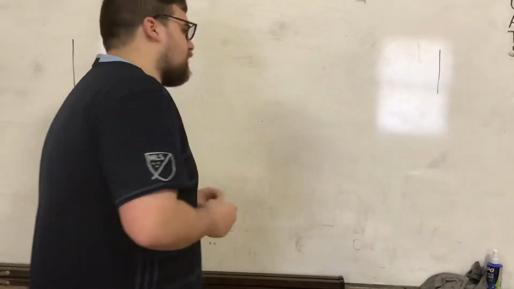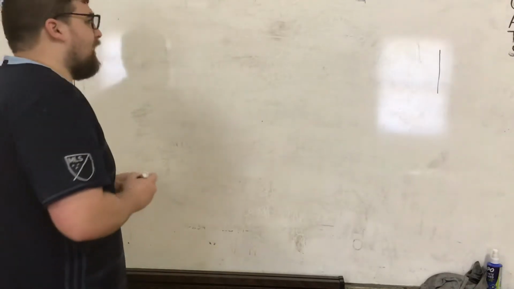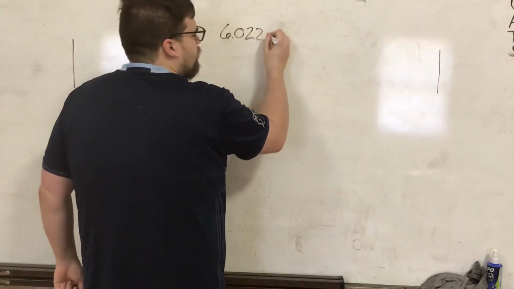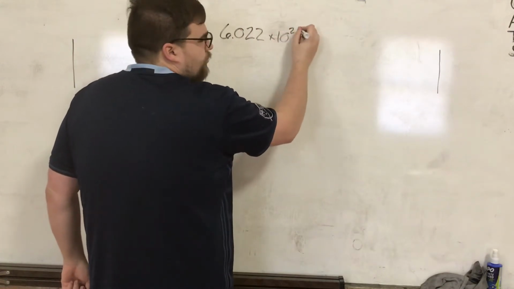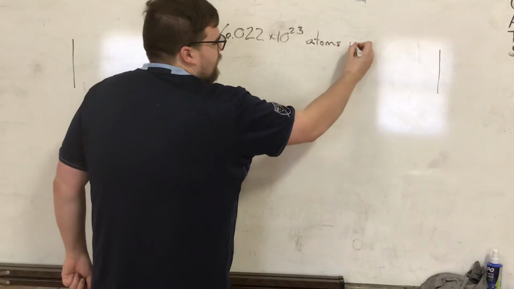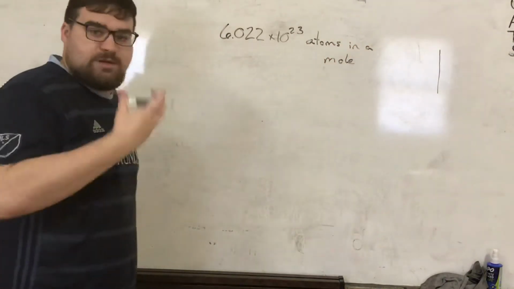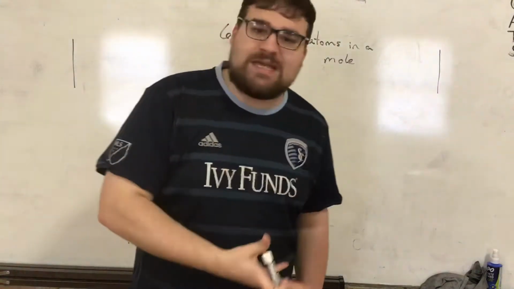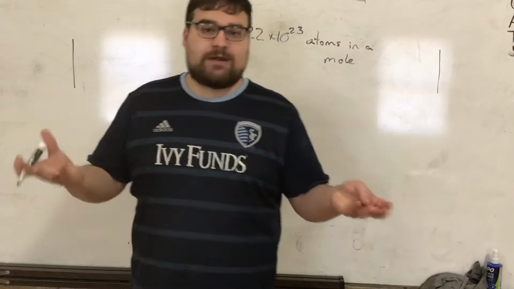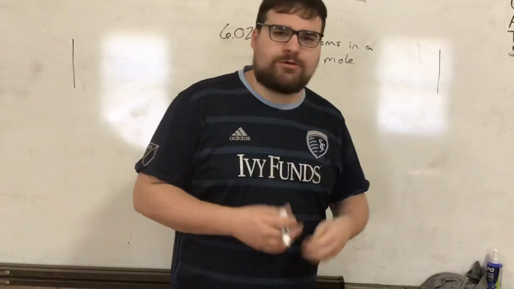So here's what I want us to think about. Previously, we were talking about, there are 6.022 times 10 to the 23rd atoms in a mole. So what we were doing is we were taking the number of atoms we have and dividing it by how many atoms are in a mole to figure out the total number of moles. What we have divided by what there is in a mole, right?